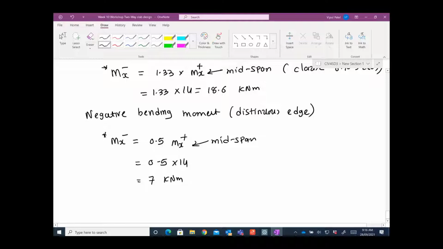So now we have calculated all the required design bending moments. And now the procedures are the same as for a one-way slab. There is not much difference now between the two-way slab and one-way slab. If you follow the one-way slab, then these procedures would be quite simple.